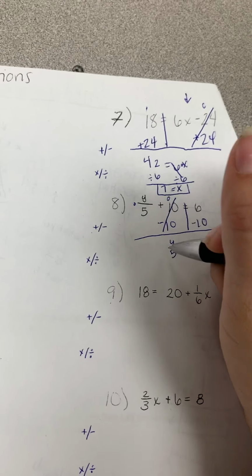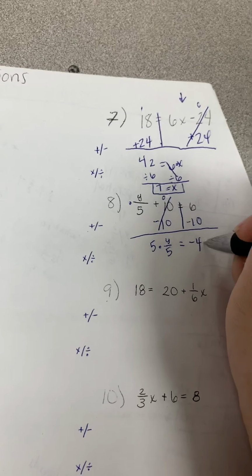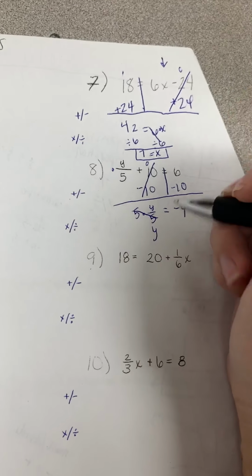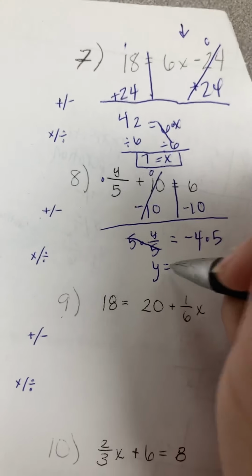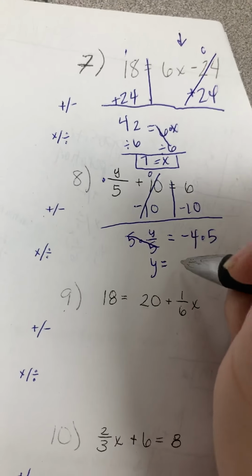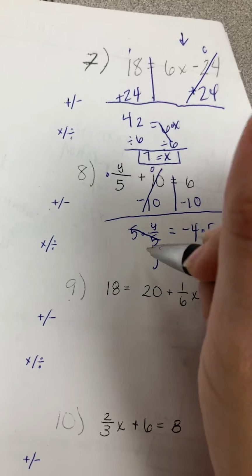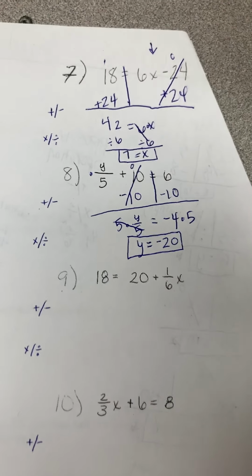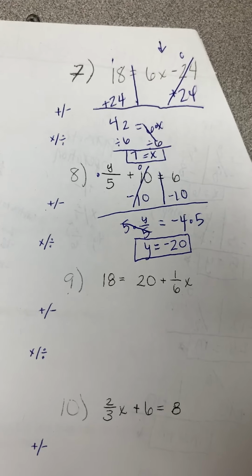Y over 5, to multiply by 5, multiply by 5. Hopefully the more you do these, the more it becomes just habit and steps, because really most of them are the same, just slightly different numbers every time.